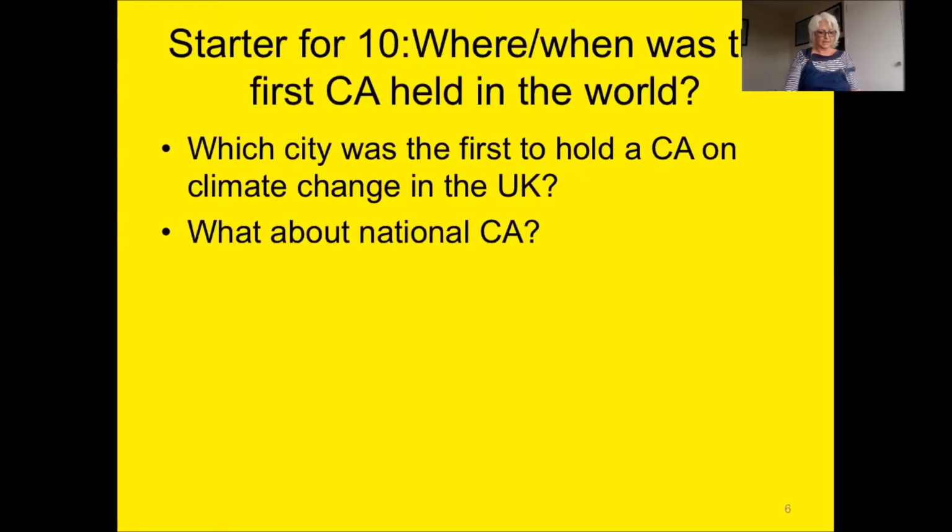In Canada, they set up a Citizens Assembly to discuss whether to change the voting system in British Columbia. They recommended change, and then this was put to a referendum. And there have been many examples of Citizens Assemblies around the world since. Holland has employed this method on many occasions, and also Belgium. So which city was the first city to hold a Citizens Assembly on climate change in the UK? No prizes, by the way.